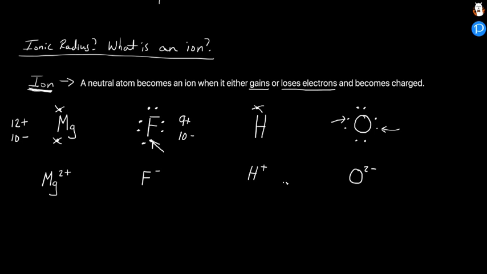And so I want to point something out here that usually trips kids up, and it's this idea that they think, well, if I'm gaining electrons, then there should be a plus here because I'm gaining some, so it should be +2.